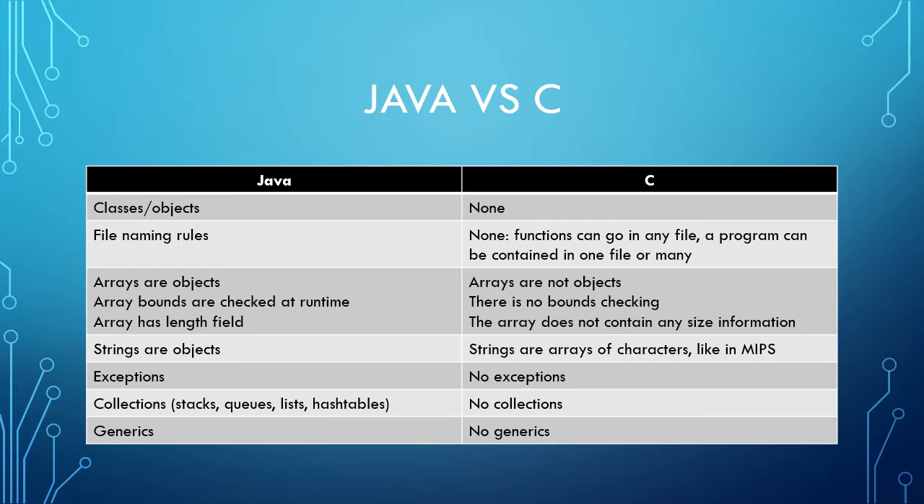In Java, we have rules about file naming. So every public class must be put into a file with the same name as the class. In C, there are no rules about file naming. Any function can go in any file. You can have one file with 100 functions in it if you want, or you can split your functions up into separate files.